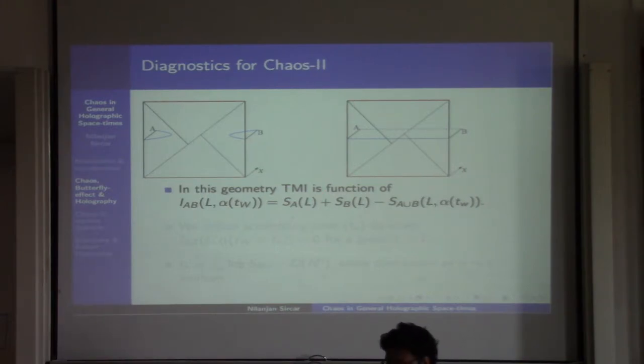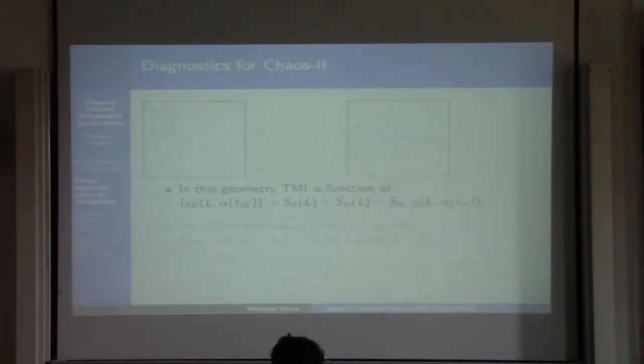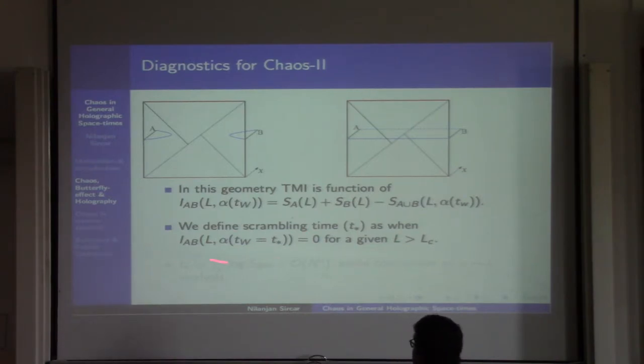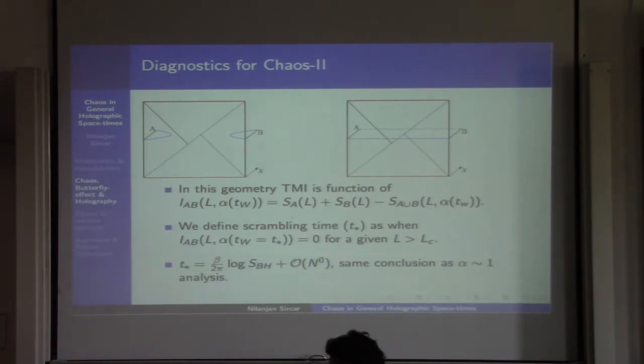So we started with something non-zero, that means at alpha equal to 0, where there was no shock wave, this has some positive value. Now we want to see, as alpha grows, if this decreases monotonically, whether it can become 0. We want to see this behavior in this geometry. So we define a scrambling time as when this function vanishes for a given length of the subsystem which is greater than the critical length. What you can show, and it's true for the various geometries we calculated, is that you get this result, beta over 2 pi log of the entropy, as the heuristic calculation says, with some finite changes if you do this calculation explicitly in various geometries, which is some order one quantity. So basically the heuristic argument was correct, but I don't think we have a better understanding of why it was correct.